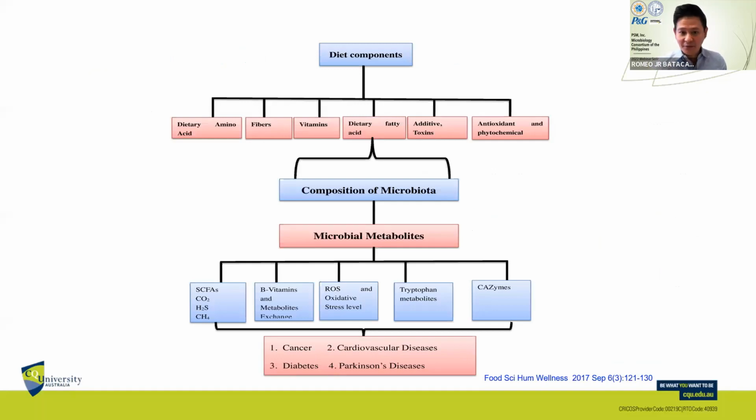Basically, diet affects the host health by modulating the composition of the gut microbiota. These changes in gut microbiota then contribute to host physiology by producing various metabolites. These metabolites then exert their effects within the host and contribute to disease development.